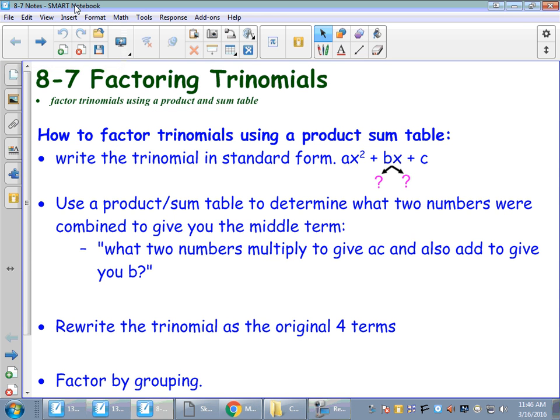These are your 8-7 factoring trinomial notes. A little bit different approach today. So in 8-6, we did guess and check. We did the square method.